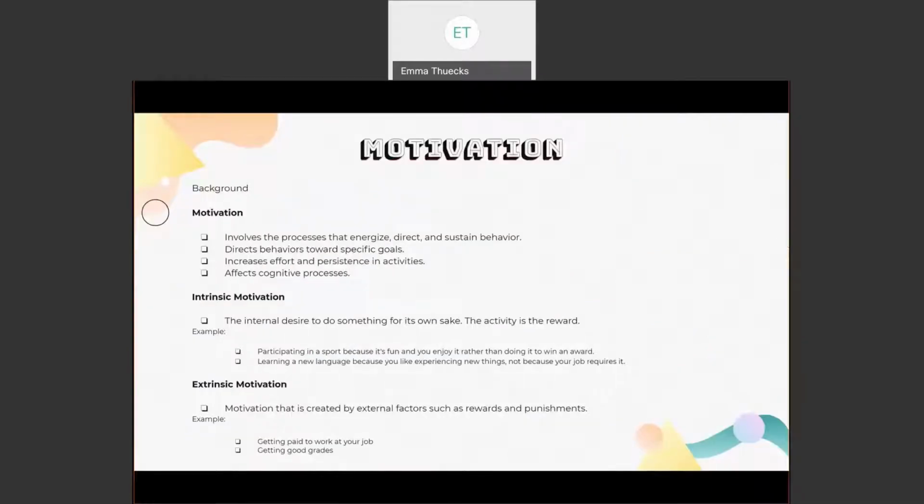Motivation. According to the motivation PowerPoint in class, it states that motivation involves a process that energizes, directs, and sustains behavior. It also directs behavior towards specific goals. It can increase effort and persistence in activities, and also lastly affects cognitive processes. And within that, there is intrinsic motivation, the internal desire to do something for its own sake. The activity is the reward.